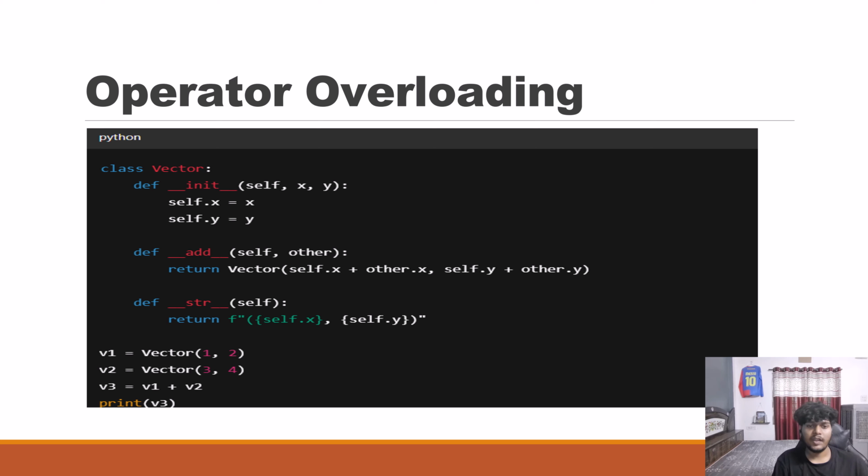In this example, we have created a Vector class. The __add__ method defines how two vectors should be added using the plus operator, and it adds their x and y values separately. The __str__ method defines how the object is printed. So when we print v3, it neatly shows 4 and 6 instead of a memory address.